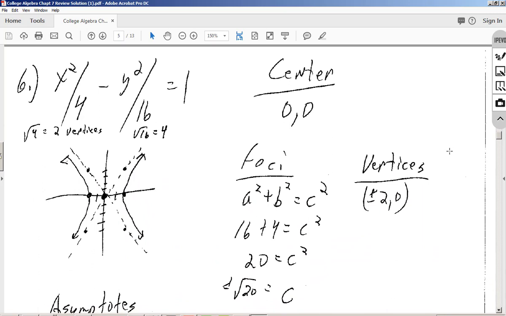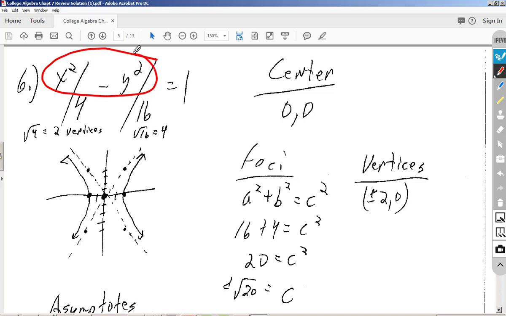Okay, on number 6, it says we've got x squared all over 4 minus y squared all over 16 equals 1. It says find the location of the center, vertices, and foci for the hyperbola described by the equation and the graph. So again, the center is right here, which is going to be at 0, 0. So none of those are being shifted or moved.